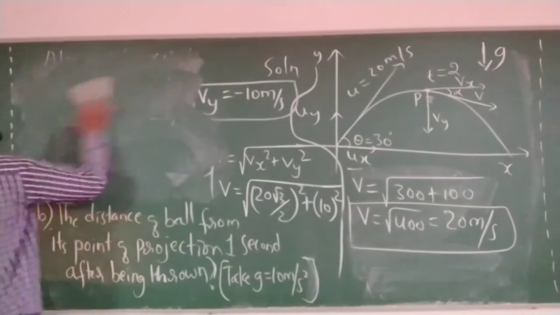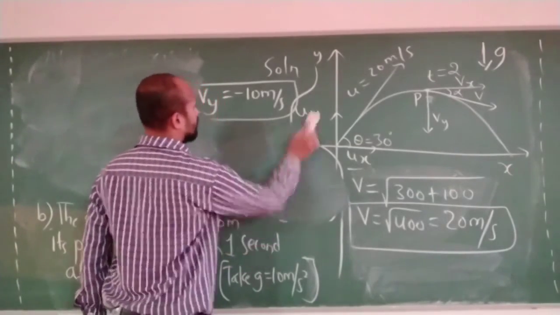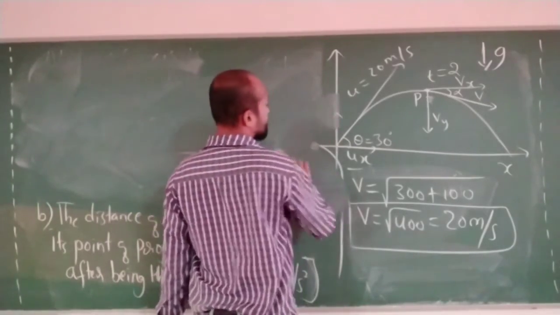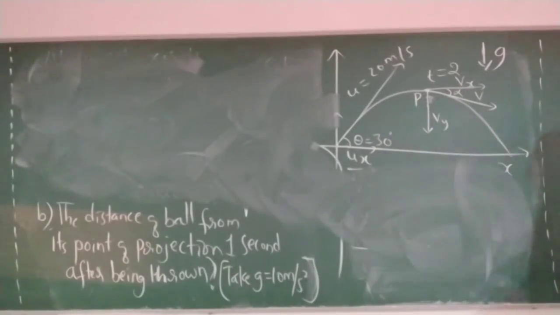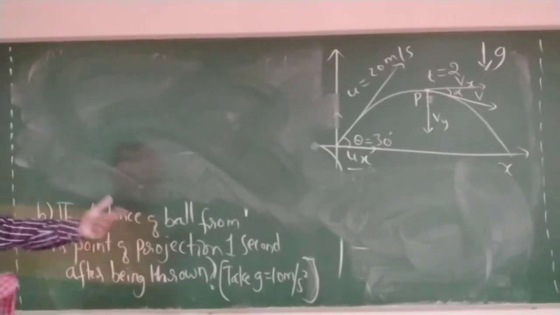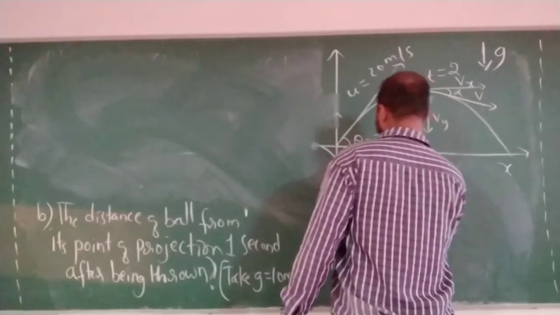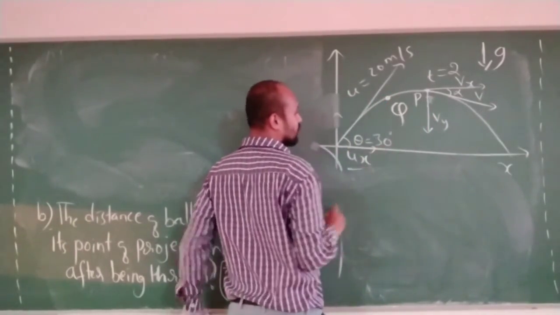Second question. Read the question number B. What is that? The distance of the ball from the point of projection after 1 second. Correct, no? See here, let us take another point Q.